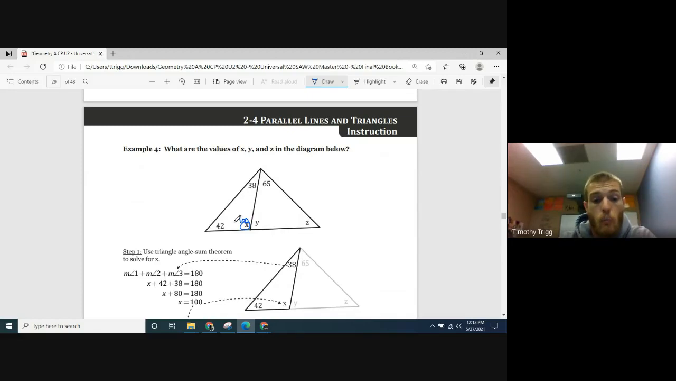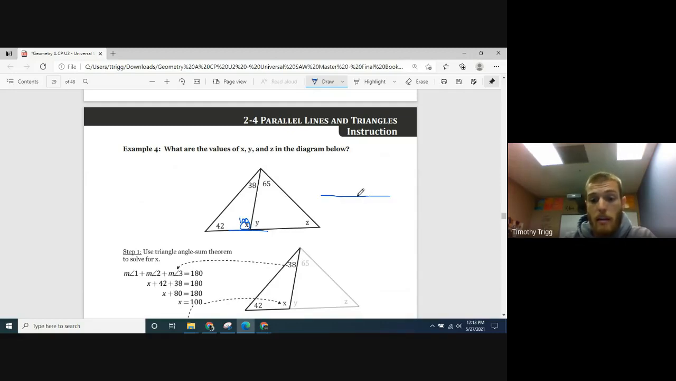Okay, so we know that this has to be 100 because they have to add up to 180. And these two together add up to 80, so I know this one must be 100. What about angle y? Well, angle y is easy because look, do you see how these are on a straight line together? X and y are on a straight line together. Well, that means that they're a linear pair. Do you remember a linear pair?